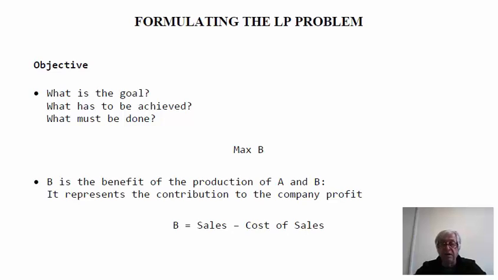But in this case, in typical production problems, the goal is always the maximization of the benefit of the production. And what is the benefit? The benefit is simply the contribution to the profit of the company. And we can simply say that it is related with the sales and the cost of sales.